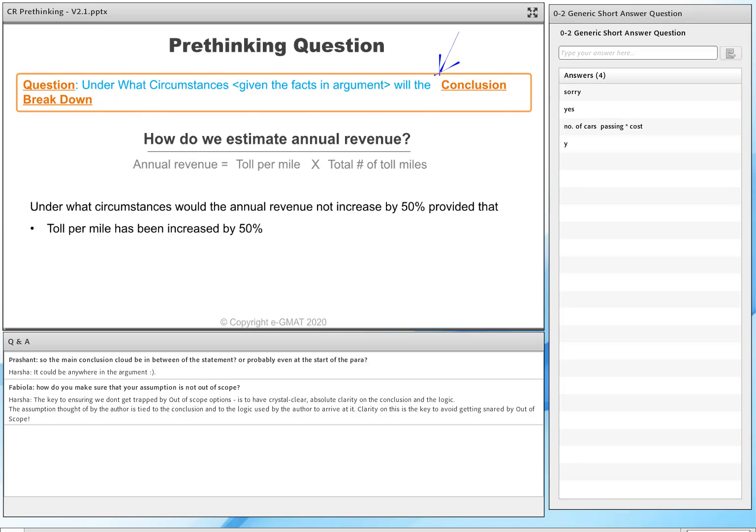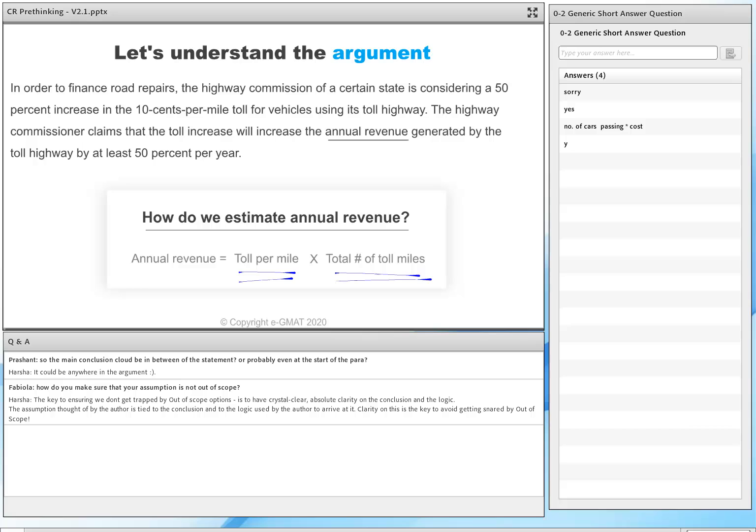Who said number of cars? Let's go back to the argument. Where do you see number of cars in the argument? Do you see a number of cars in the argument anywhere? No. Again, remember, there's a reason you do pre-thinking before you look at answer choices. You don't want the answer choices to corrupt your brain. Pre-thinking has to be done based on information in the argument and argument alone. Once you start looking at the answer choices, throw your pre-thinking out of the window. You can't do pre-thinking then.